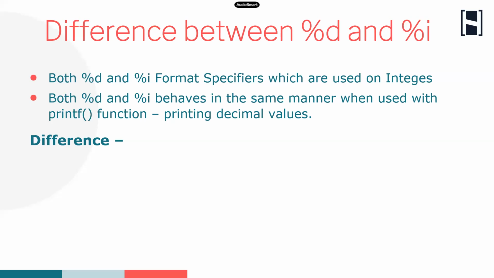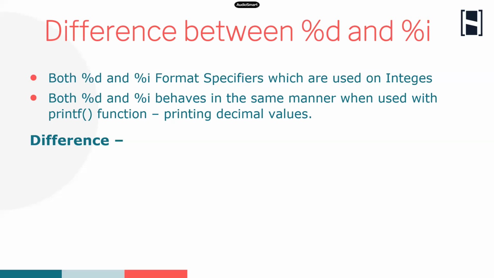It is going to print the variable's value in decimal format, that is, as a decimal number. That is how the value is going to get printed when I make use of it inside the printf function. So then what is the difference? The difference is seen in the scanf function.